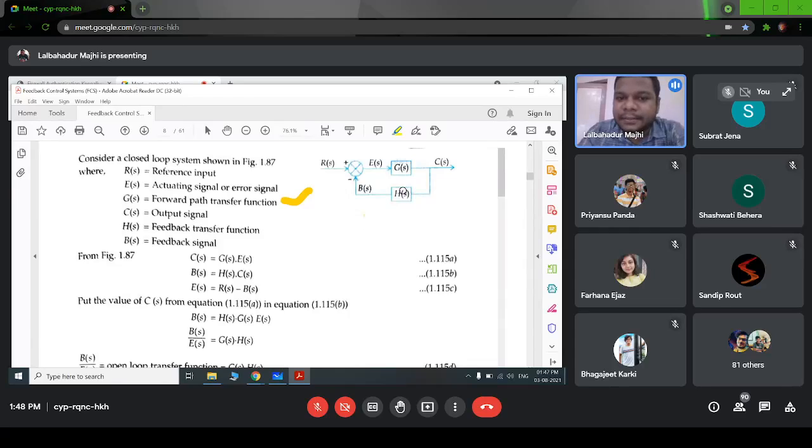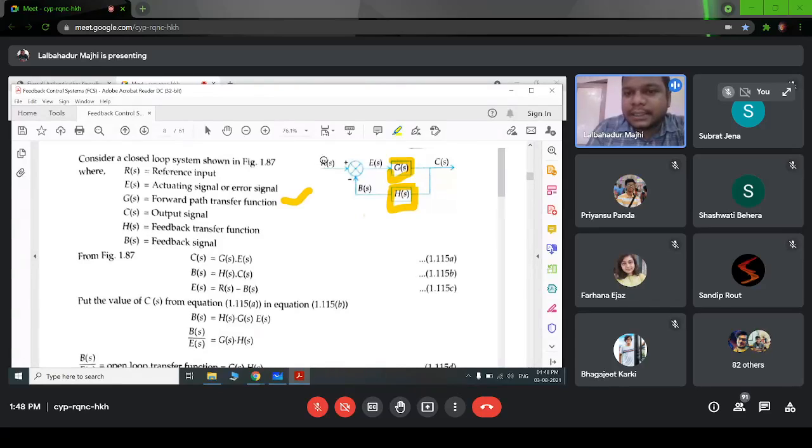Similarly, H of S is the feedback transfer function, right? We will see this feedback transfer function later. Similarly, B of S is a signal. See here, G of S and H of S are represented in rectangles. All are depicted as one function, a transfer function. G of S is the forward path transfer function and H of S is the feedback transfer function.